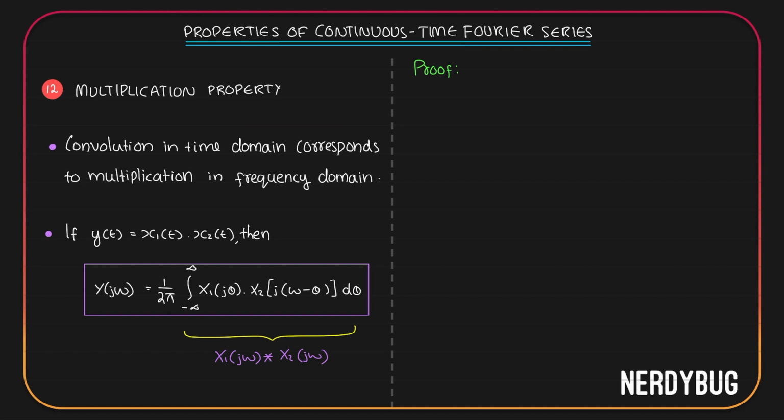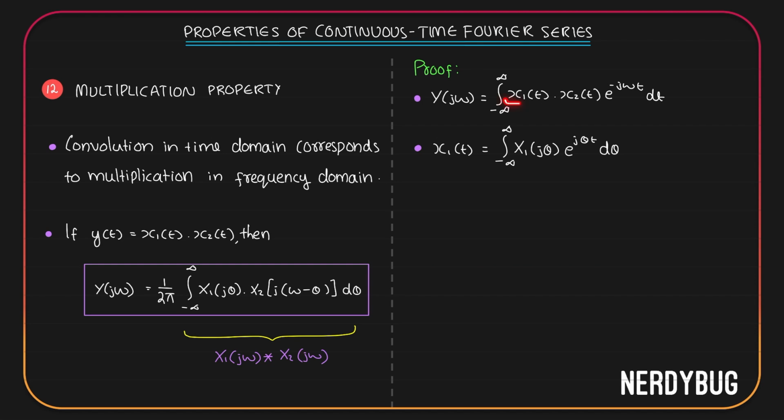Now we have to prove this. Let us start by defining y of j omega. It is integral from minus infinity to infinity y of t e raised to minus j omega t dt. But according to the definition, y of t is the product of x1 of t and x2 of t. Now let us use the synthesis equation to write x1 of t. x1 of t is integral from minus infinity to infinity x1 of j theta e raised to j theta t d theta. Instead of taking omega, I have taken theta so that I can differentiate between different terms.